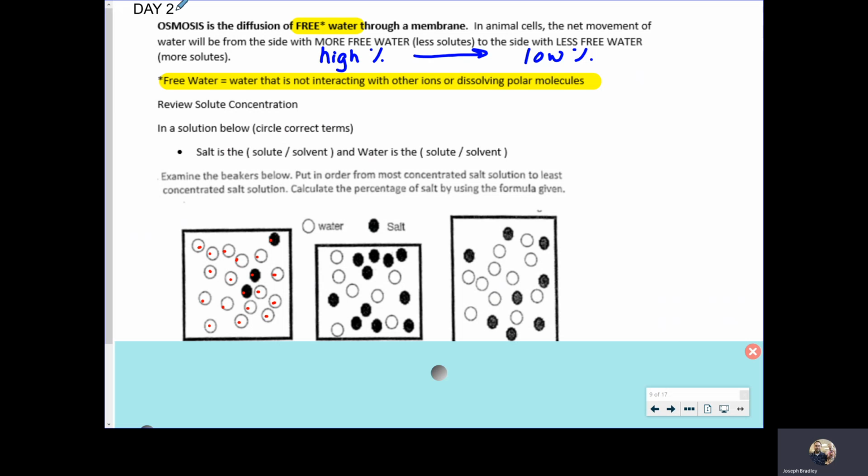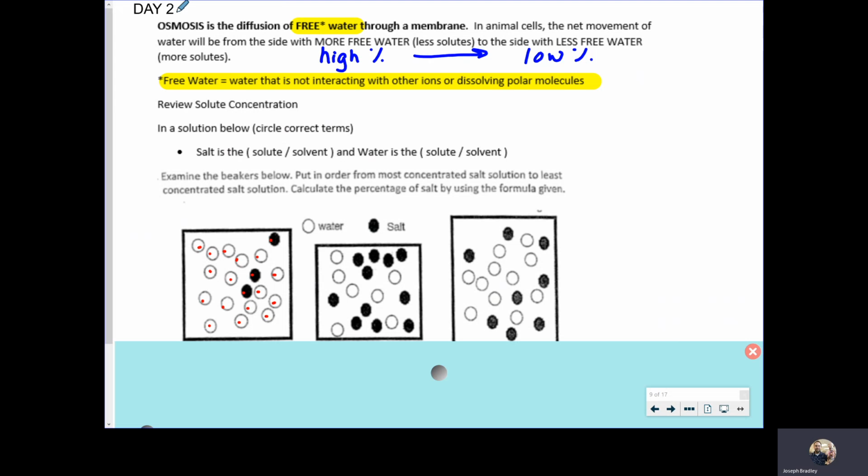So note here, this says day 2. This would be the next part of our lesson on osmosis. If you wanted to take a break, this would be a good part to take a break on and then come back and finish at this point.